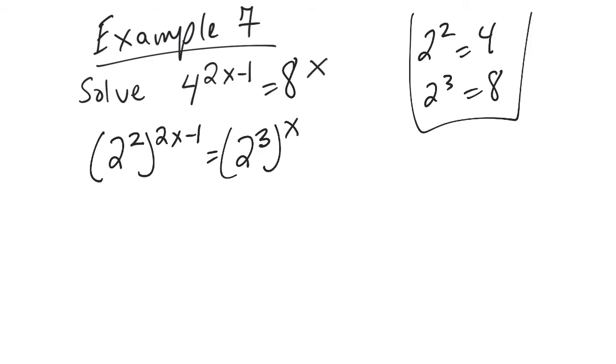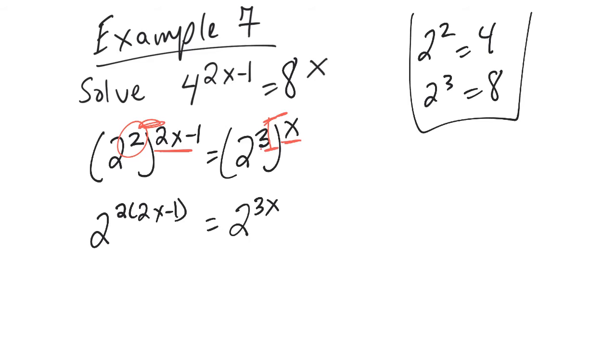Now let's simplify this a little bit. So this is 2 raised to the 2 times 2x minus 1. We're allowed to rewrite it like this. It looks a little nicer. Equals 2 raised to the 3x. Because remember, one of our properties of exponents, we have this power, this 2, raised to the power 2x minus 1, so we multiply these. Same here with this 3 and the x. We multiply them.